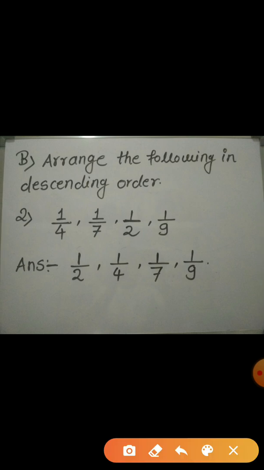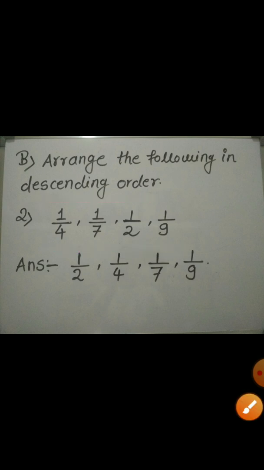Now let's see one more example. Here the fractions given are 1 by 4, 1 by 7, 1 by 2 and 1 by 9. Again all are unlike fractions with the same numerator. And we are asked to arrange them in descending order. Descending order means greatest to smallest.